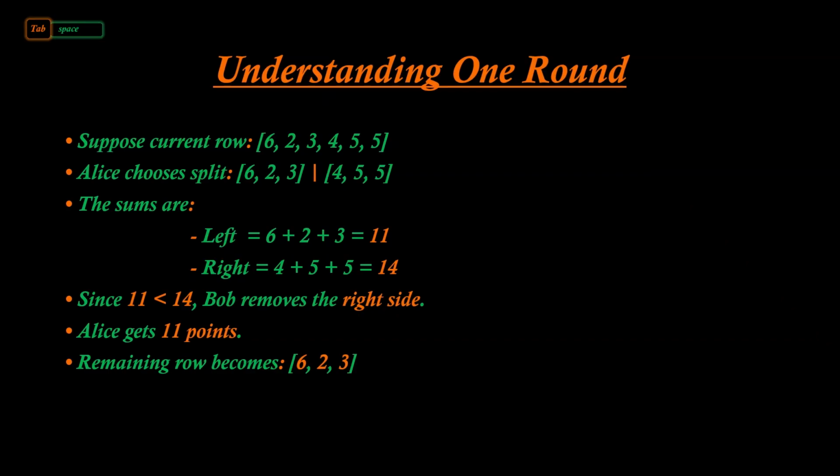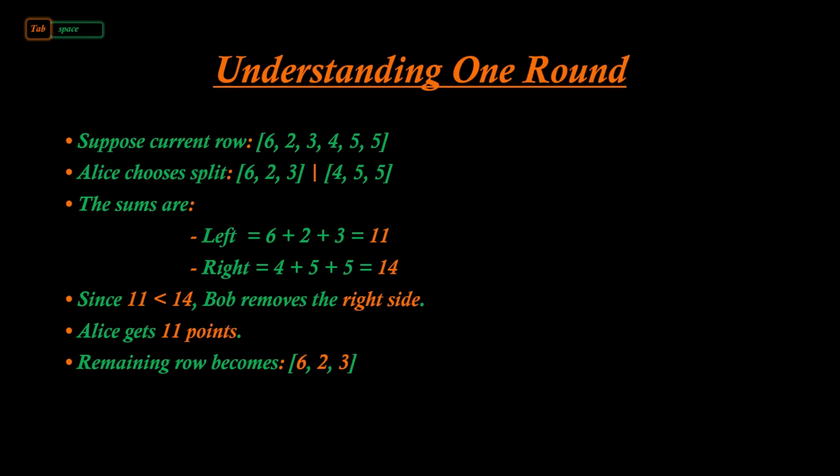Let's understand one complete round using the first example. Suppose our stones are 6, 2, 3, 4, 5, and 5. Alice decides to split them into two halves. The left part contains 6, 2, and 3, while the right part contains 4, 5, and 5. The sum of the left side is 11. The sum of the right side is 14. Because 11 is smaller than 14, Bob removes the right side. Alice receives the value of the surviving side, which is 11.